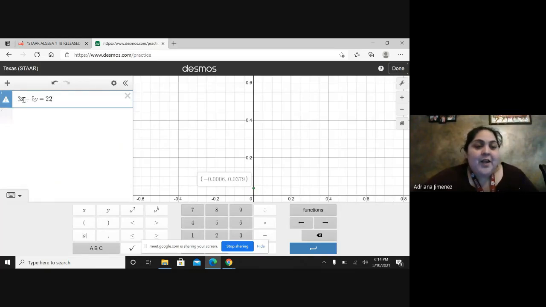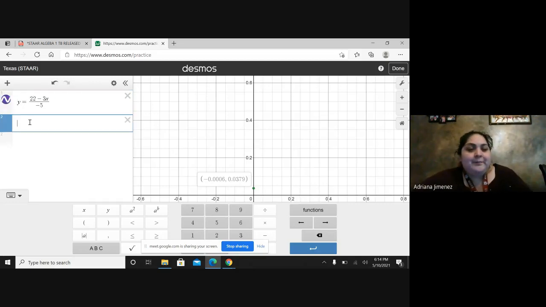So I need to move the x first. When I move it over, it's going to become negative, so I can take it off of this one. Now I need to get rid of the negative 5. In order to get rid of negative 5, I'm going to hit the division key and type in negative 5 at the denominator. And then I can delete it from here. So there's that equation.